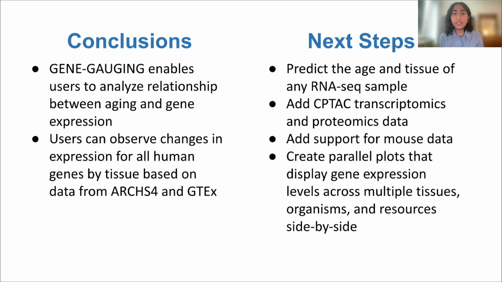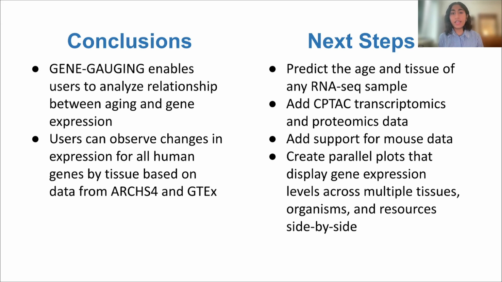To conclude, let's summarize and outline some future steps. Gene Gauging is an online database with a user interface that provides plots about the relationship between aging and gene expression for single human genes across 16 different key tissues. By integrating data from ARCHS4 and GTEx, users can observe how gene expression varies across different tissues as we age. To further enhance the functionality and usability of Gene Gauging, we hope to implement some new features. For example, users will be able to input their own single-cell and bulk RNA-seq datasets, and we should be able to predict the age of these samples based on the data stored in Gene Gauging.